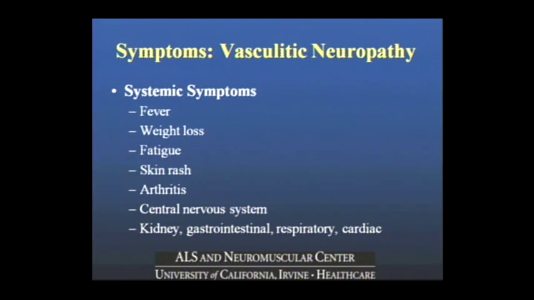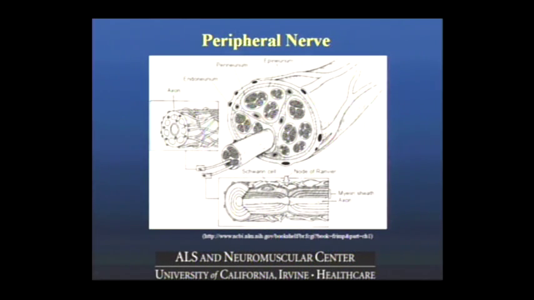The difference with vasculitic neuropathy is they're often systemic symptoms. So that gives us additional clues that there's something else we should be looking for. So most people with a polyneuropathy would not have fever, weight loss, fatigue, rash, arthritis, symptoms that are suggestive of the brain or the spinal cord, so the central nervous system, and then other organ involvement. So those are signs that help us recognize that there's something more serious going on and we have to act quickly on this.